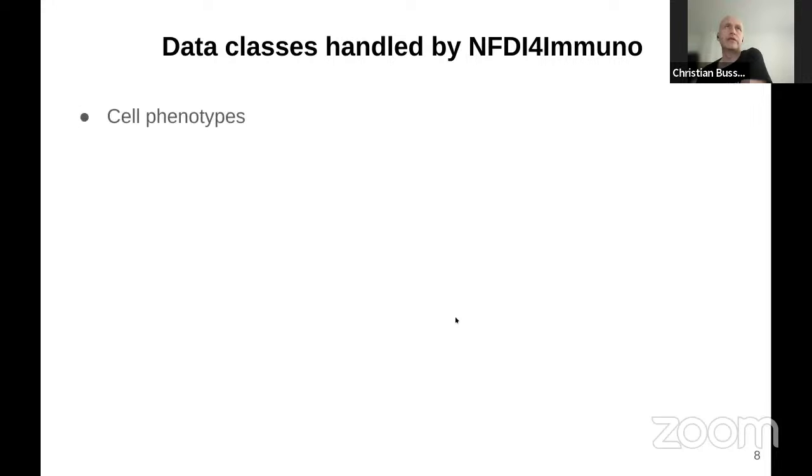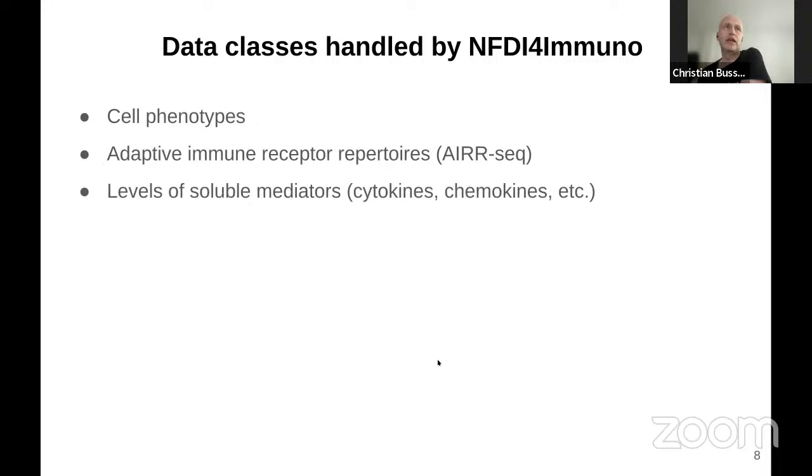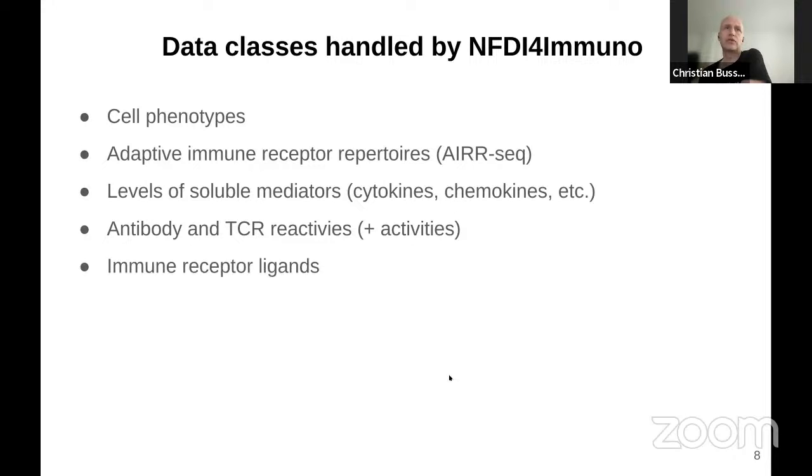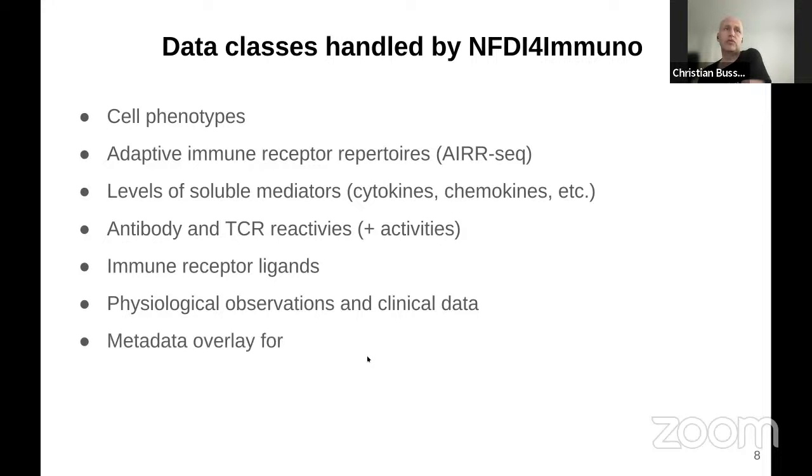Okay, so with this, the final list of data classes that we assembled was, of course, first the cell phenotypes, then the adaptive immune receptor repertoires, levels of soluble mediators like cytokines, chemokines, antibody and TCR reactivities, immune receptor ligands. So this is basically the counterpart to the previous point. So peptides within the MHC complex. And that is complemented by physiological observations and clinical data on the subject. In addition to this, we are aiming to have metadata overlays, and I will come to what that exactly means, to gene expression data and spatial information.